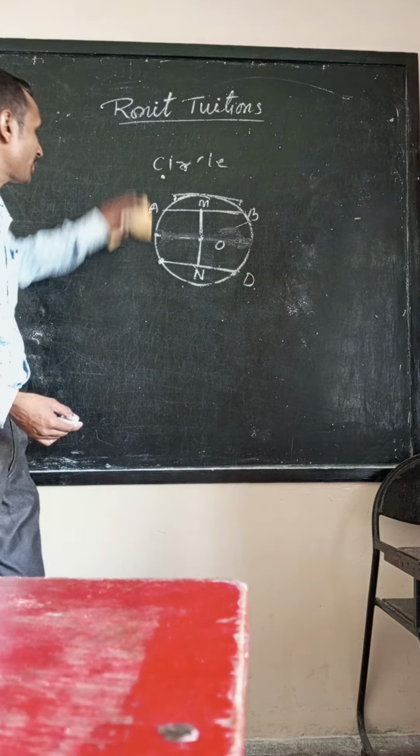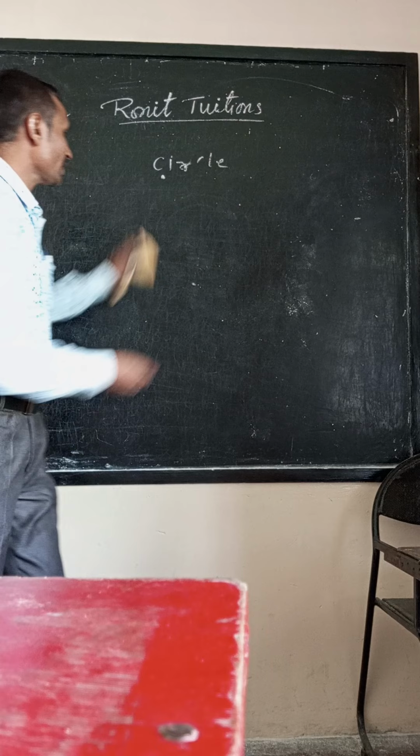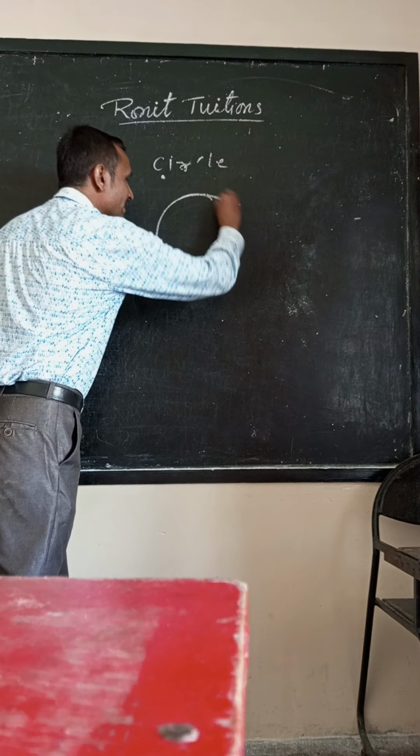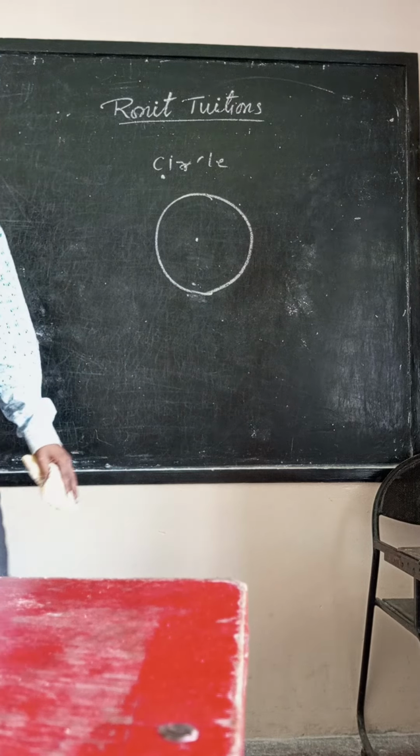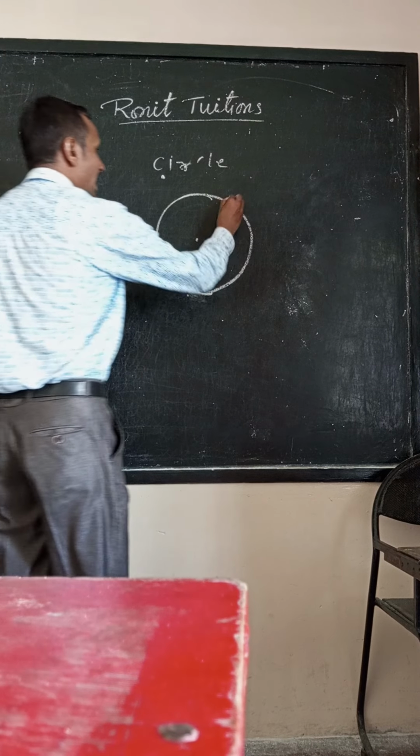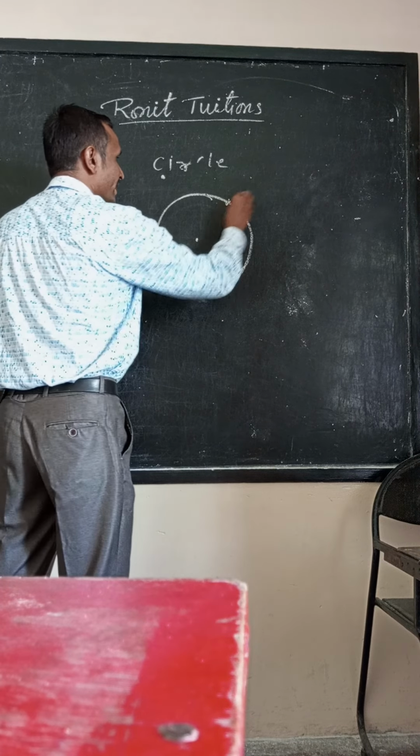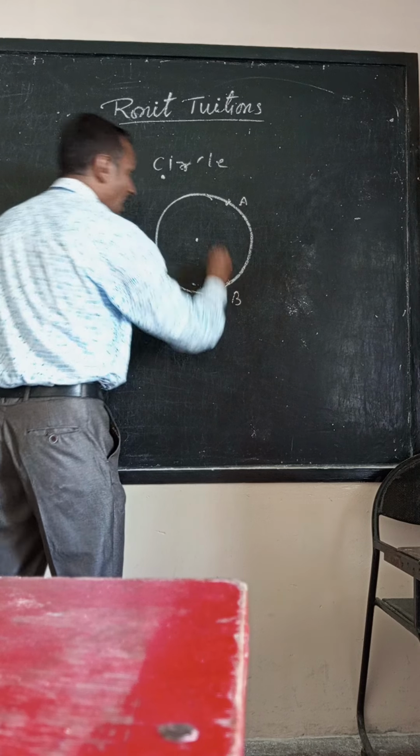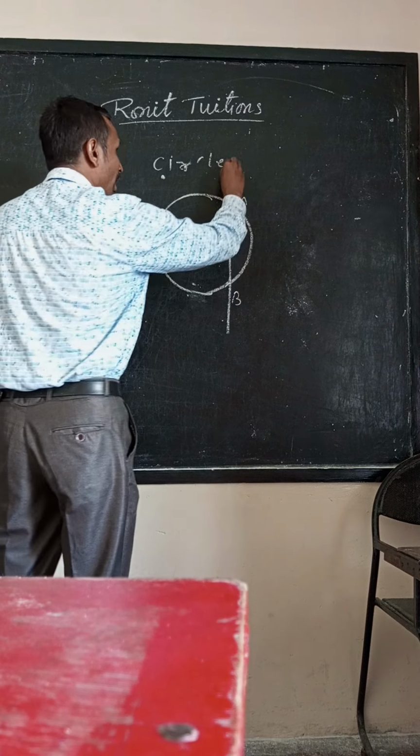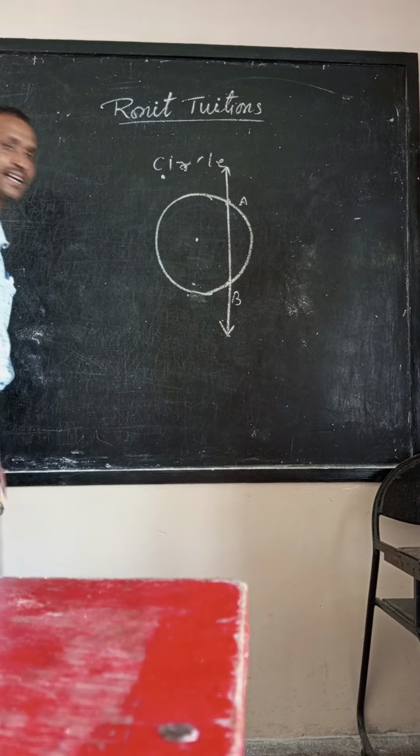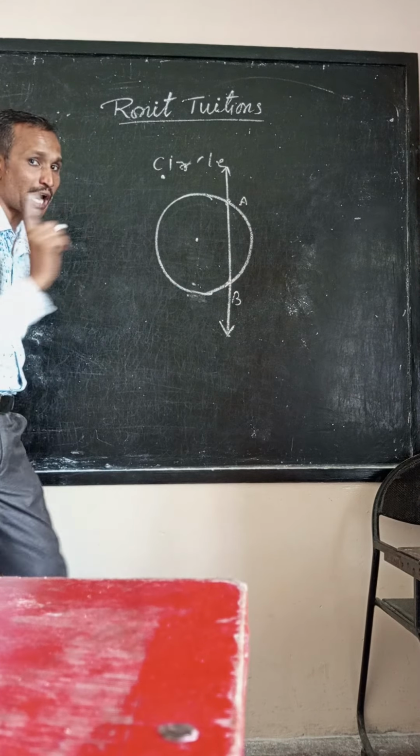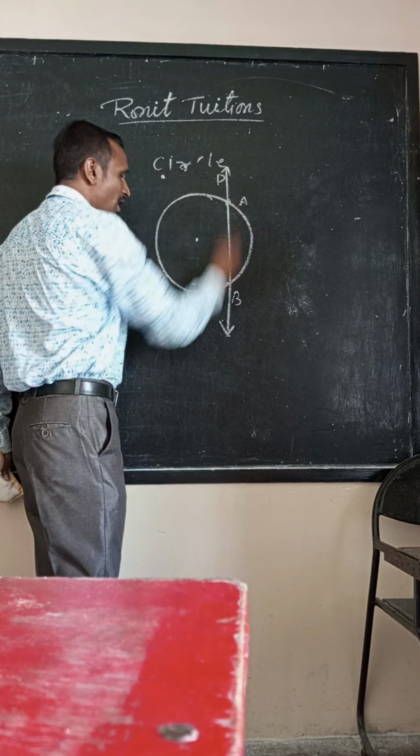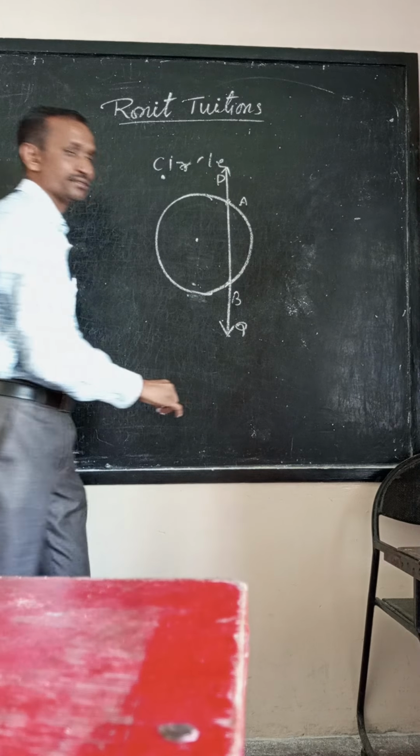Next, another term comes in the circle. This is a circle, and this is the center. Suppose there are two points, this point is A and this point is B, and I extend the line outward like this by a straight line. Then it is called the secant. Note, it is not called a chord. It is called the secant.